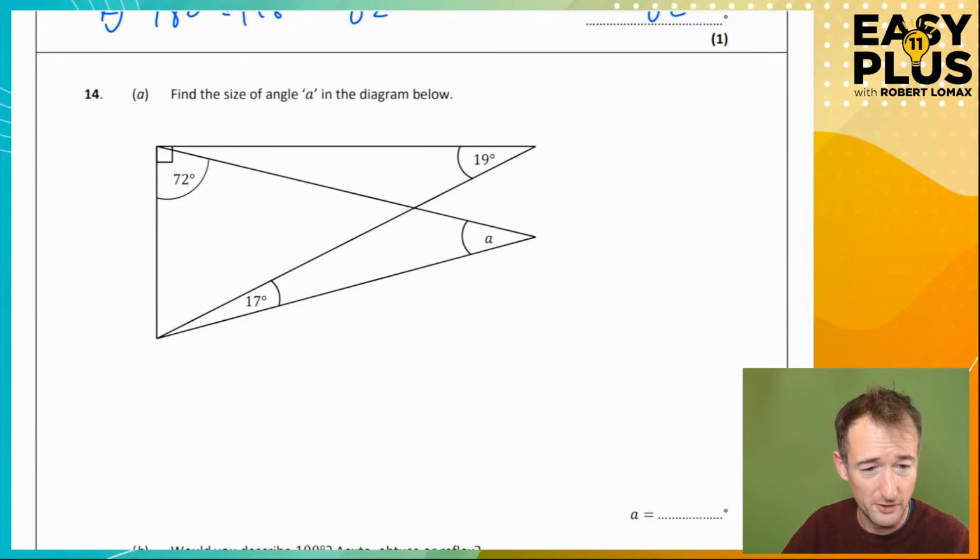Oops, sorry, I just rattled the microphone, scraped the microphone there, apologies for the noise. Just bashed it with the end of the pen here, like that.